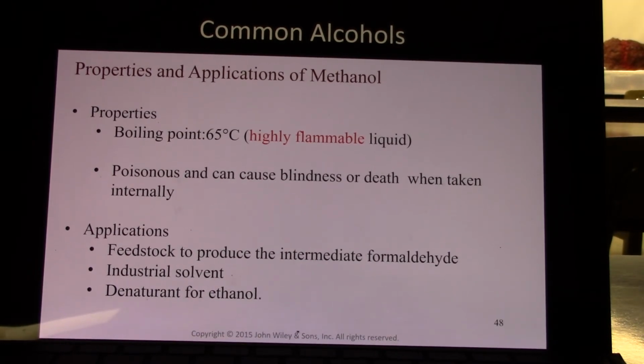And so you have to be careful with methanol, because it is poisonous and it does cause blindness. As little as drinking 10 milliliters can definitely cause blindness in a person. So it does not take a whole lot. It's pretty potent poison.